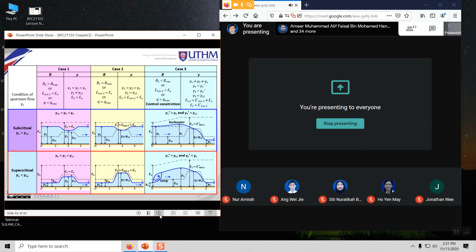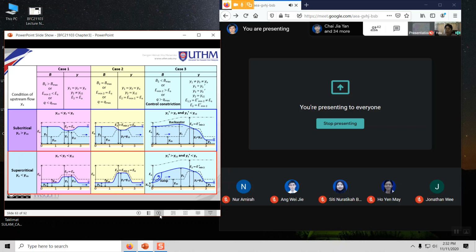Remember I said because your Q changed already, so your YC changed already. So therefore, here I'm using YC0 to represent the initial width of a channel. So here we also have on your first row case 1, case 2, and case 3.